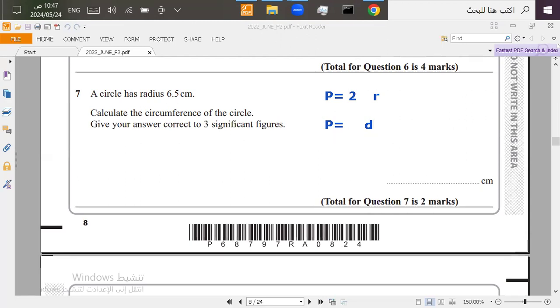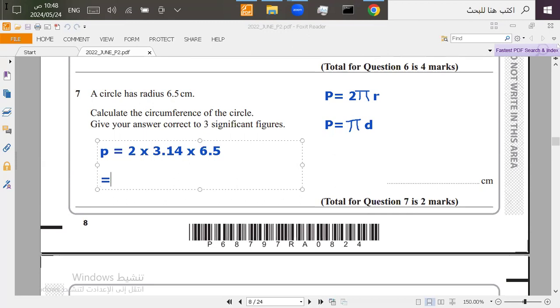So let me write this first. 2 pi r or pi d, because 2r is the same as d, so you can use it instead. Now, we already know that the radius is 6.5, so let's use the 2 pi r. So perimeter will equal 2 multiplied by 3.14, which is the pi, multiplied by the r, which is 6.5. And I will get the answer of the perimeter.